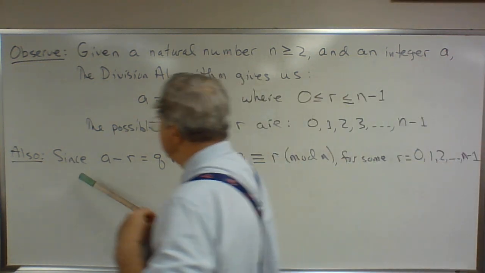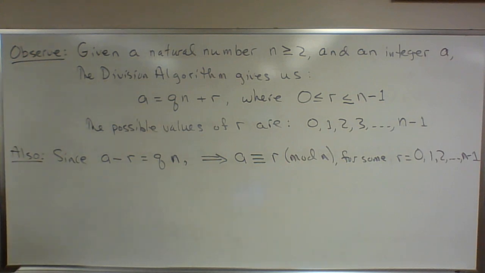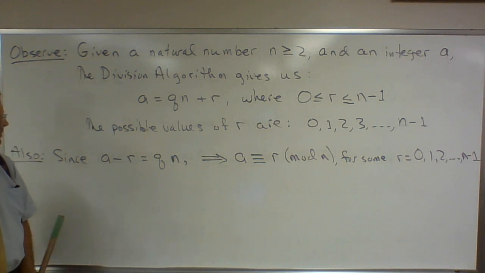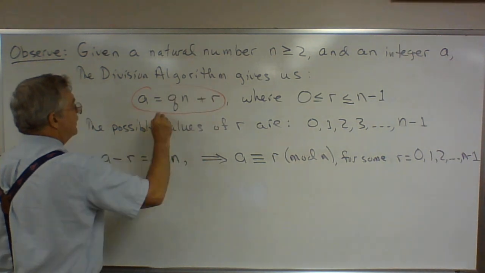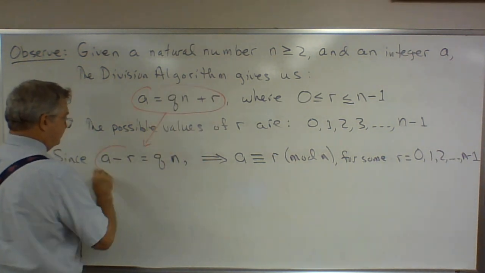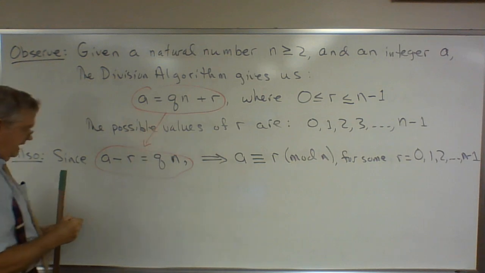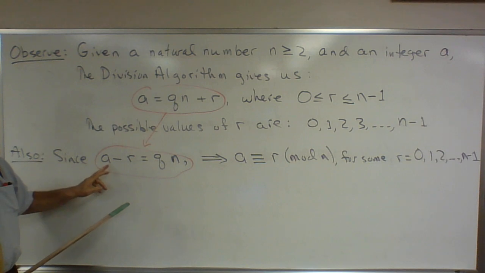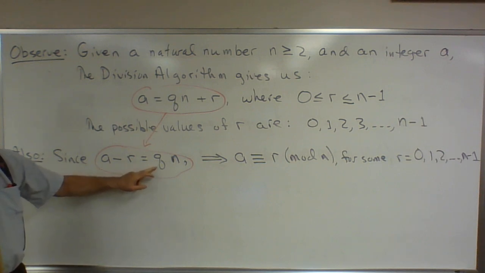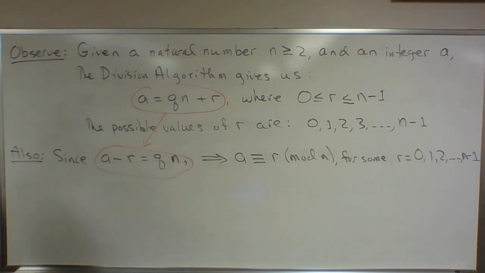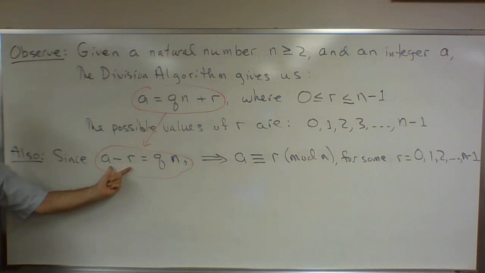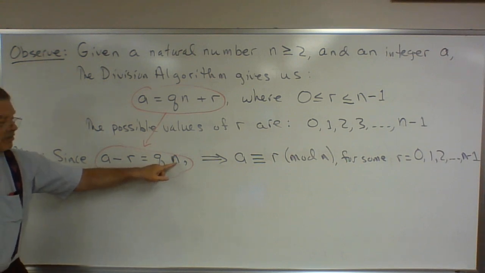Okay? Next observation. Since a minus r is equal to qn, wait a minute, now how do we know that? Okay, we know that from up here. Yep, we just subtracted r from both sides. Subtract r from both sides, a minus r is equal to q times n. And you know what that means? The difference of a and r is a whole number multiple of n.